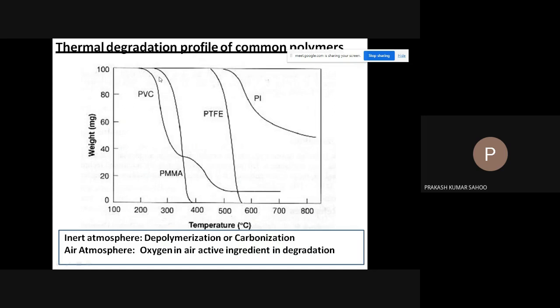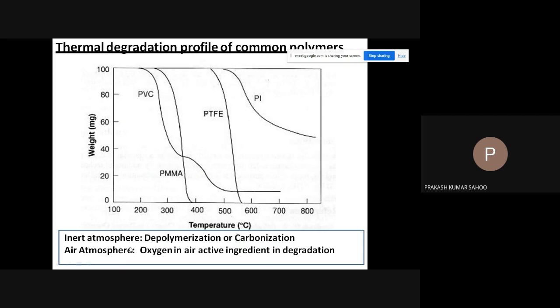Then these are the common thermodegradation profiles of some common polymers like polyvinyl chloride, polymethyl methacrylate, then this is PTFE, and this is PI. So these are some polymers whose TGA graphs are here, and the mass goes down here for PVC. Then it is a two phase decomposition, then it remains parallel. This is just like this. That means there will be one phase degradation. Then similarly, these things happen.